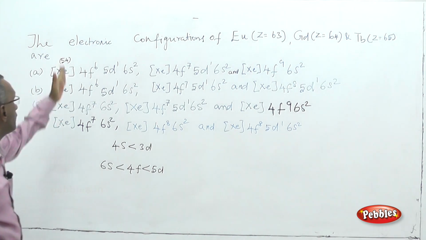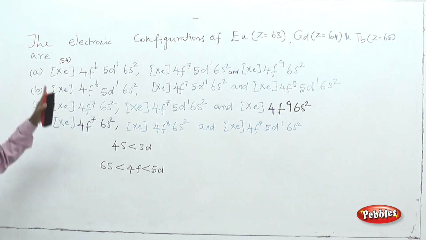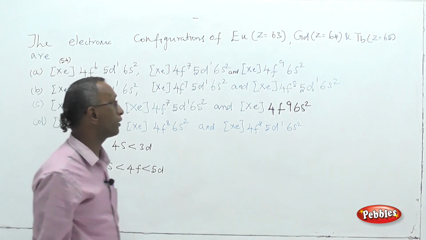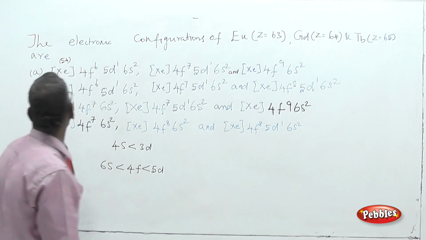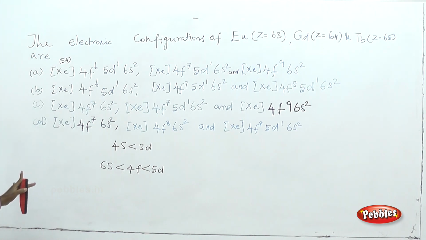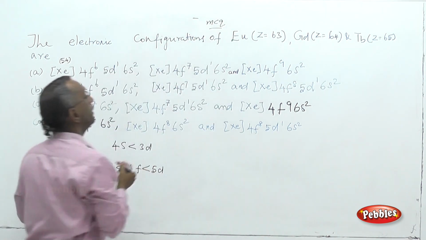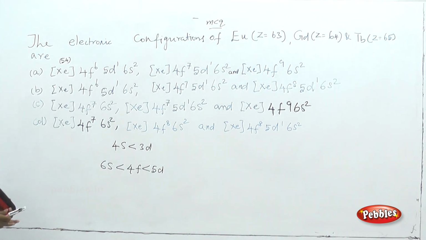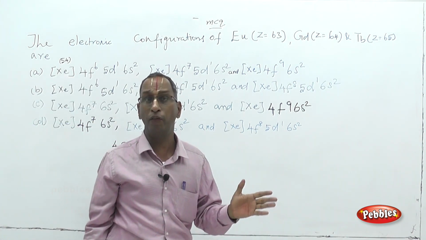But anyhow, 4 choices are given. The question is the electronic configurations of europium, Z equal to 63, gadolinium, Z equal to 64 and terbium, Z equal to 65. Four choices are given, but only 1 choice is correct. It is a multiple choice question. Which choice is correct we have to identify. As you look, all of them will appear to be correct, but here we have to follow the rules to write the electronic configuration.